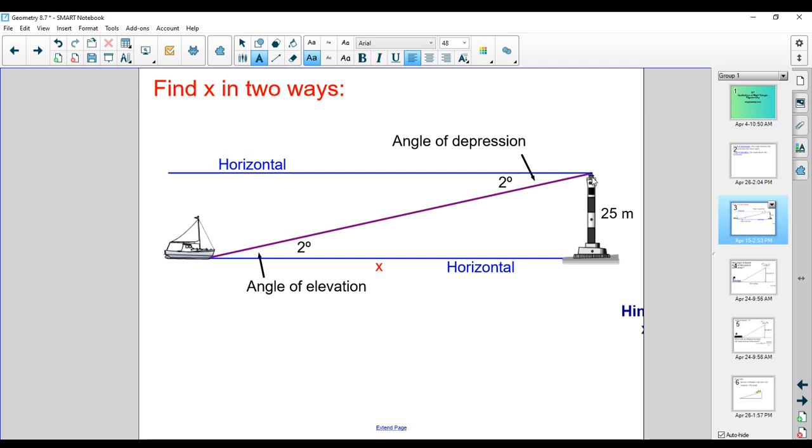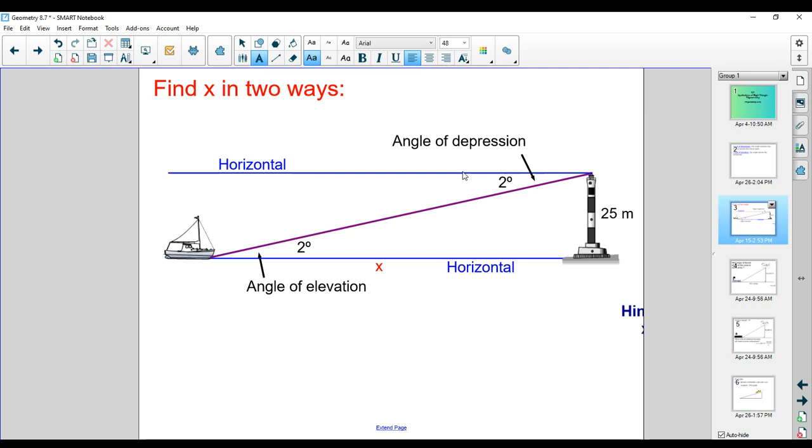So pretending there's someone at the top of this lighthouse, if I were to make eye contact with the person at the boat, I would have to look up. And if I was someone looking from the lighthouse, I would have to look horizontally. I would never even see the boat if I was looking across. But if I lowered my vision, that would be the depression piece. I would lower my vision down to meet.